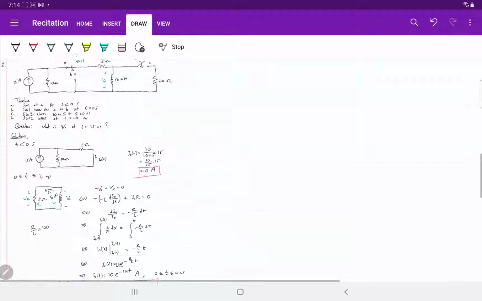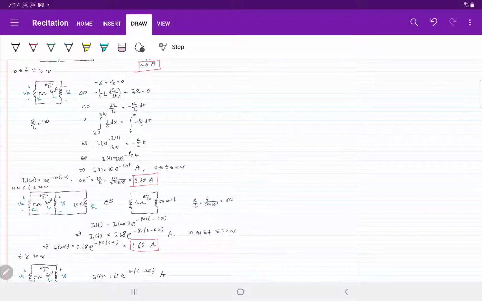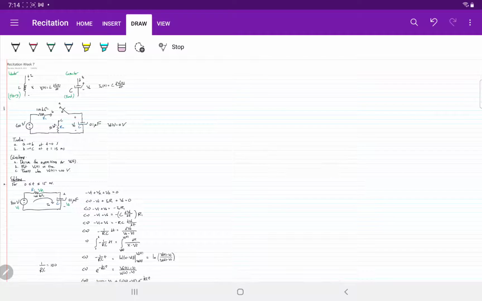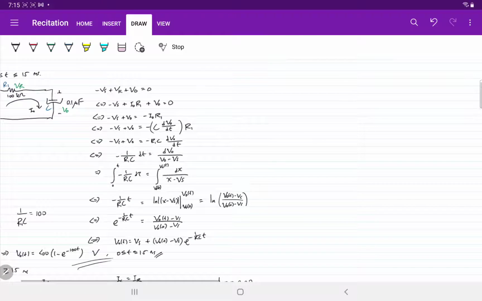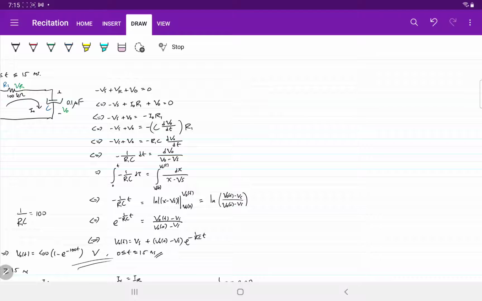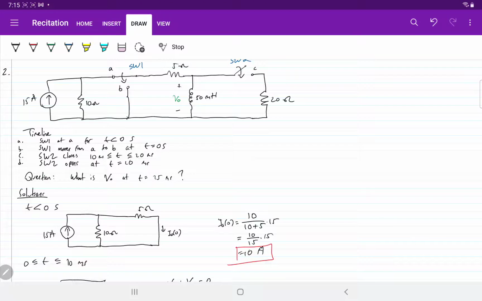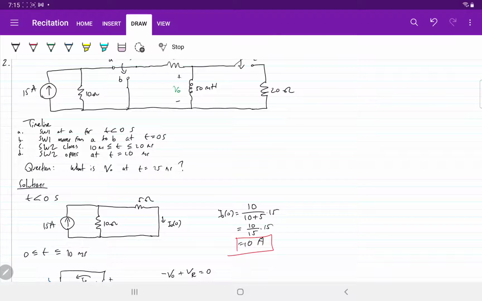Okay, quite a long problem, but I showed you the steps, so if you follow my steps, then you don't have to remember the formulas. Just use KCL, KVL, and some calculus, differential equations, integration, then you will be able to solve this kind of problems without memorizing the formulas.